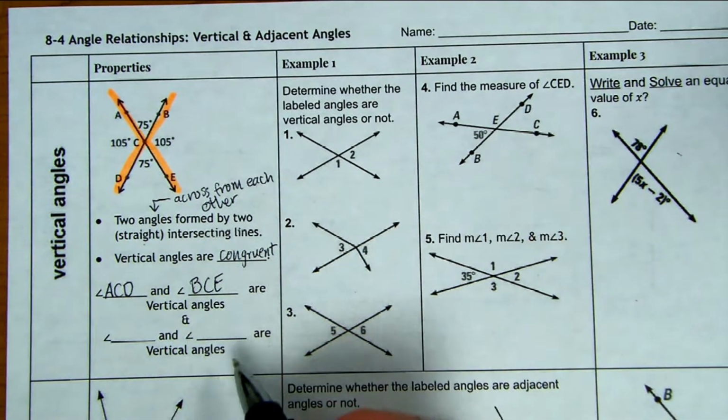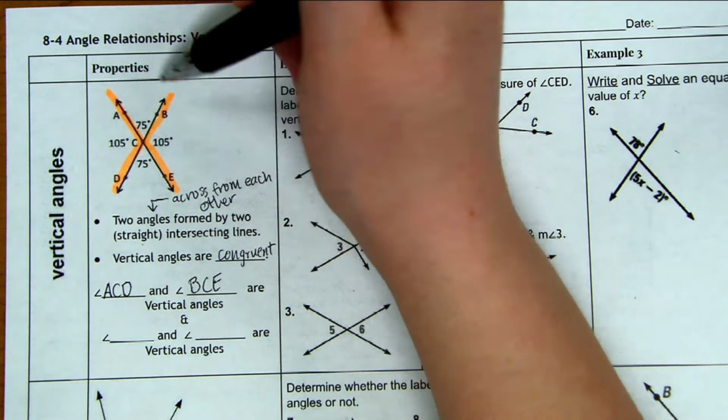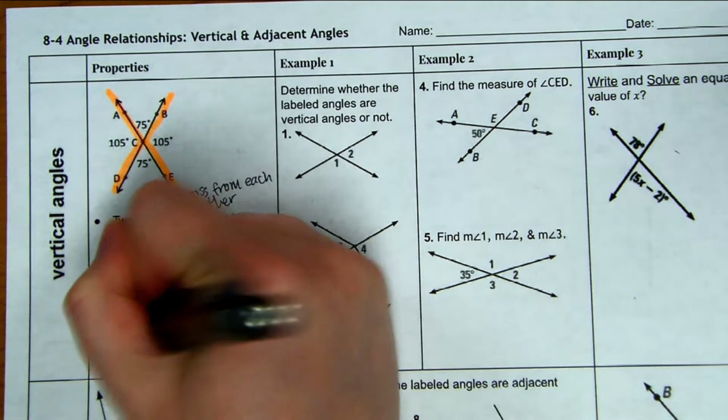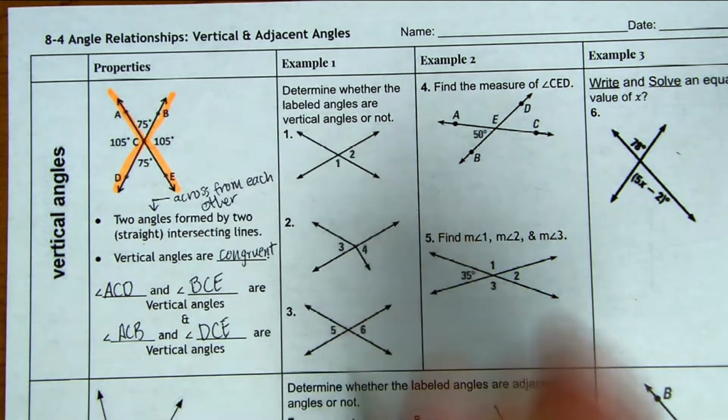Our second pair of vertical angles is the top and bottom here, so we have angle ACB and angle DCE. They are also vertical angles with each other.